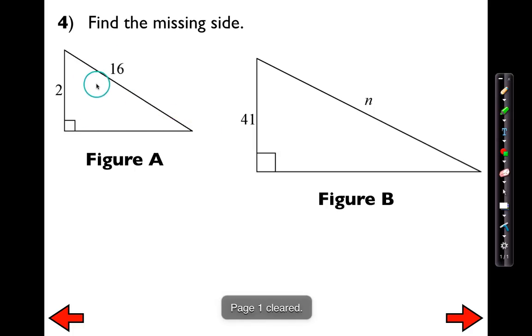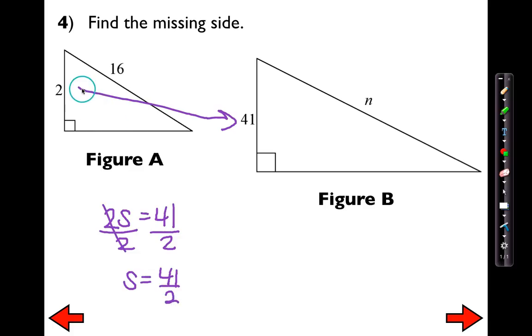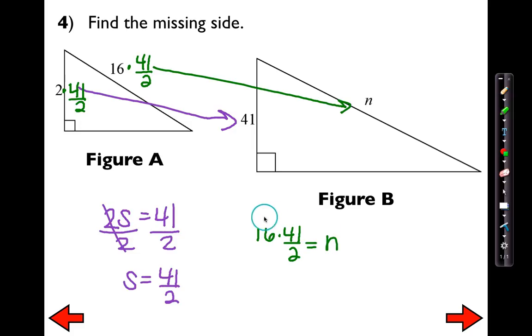Let's use a different color here. 2 to 41, which means 2 times a scale factor is going to give me 41. So if you divide both sides by 2, you're going to be left with the scale factor is 41 halves. This means that 2 times 41 halves gives us 41, which would mean 16 times 41 halves is going to give us n. So I'm going to go ahead and solve for n by doing 16 times 41 halves is n. I'm going to go ahead and cross cancel. I notice we can divide by 2.